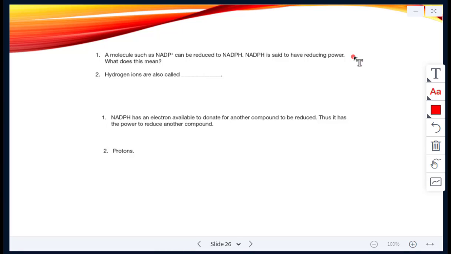All right, just some quick questions here. A molecule such as NADP+ can be reduced to NADPH. NADPH is said to have reducing power. What does that mean? That just means that it has the power to reduce another compound. So basically, NADPH now has an electron available to donate for another compound to be reduced. And then hydrogen ions are also called protons. So when we talk further, and I say protons, it's also the same for hydrogen ions. Hydrogen ions and protons are the same thing.